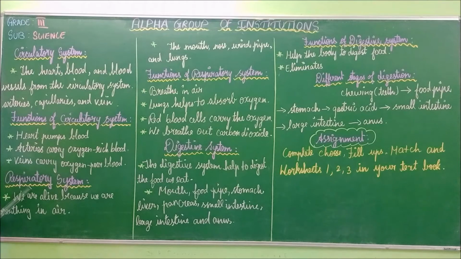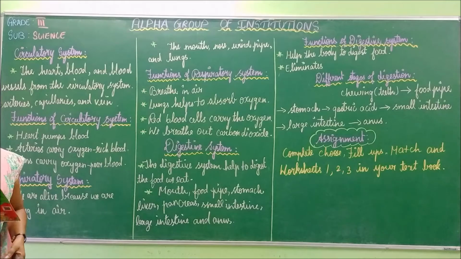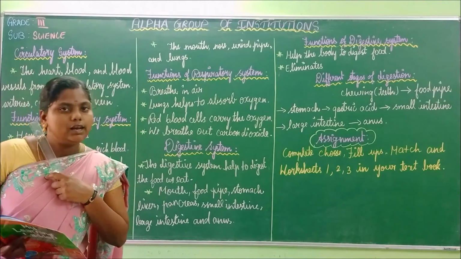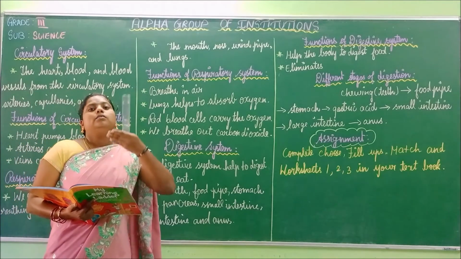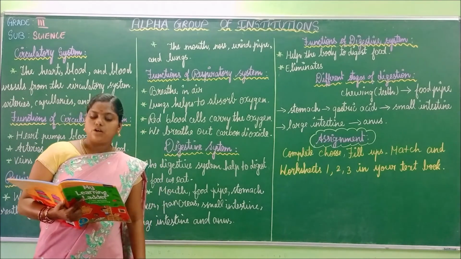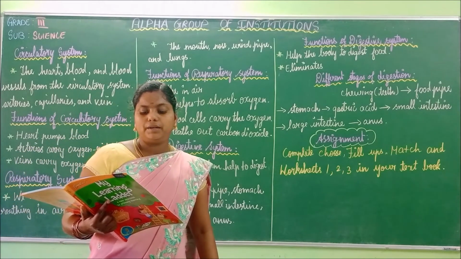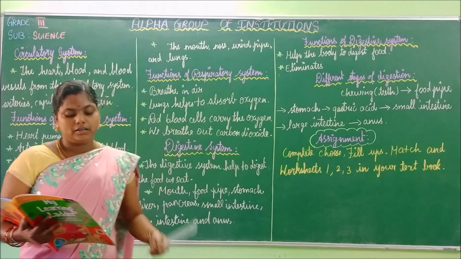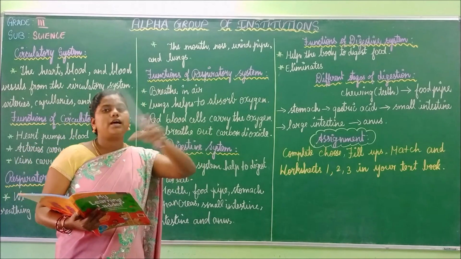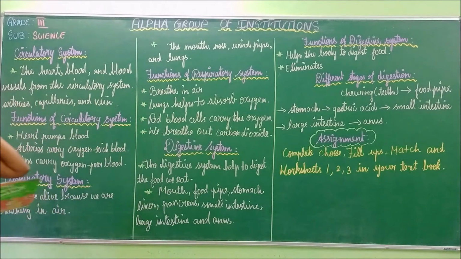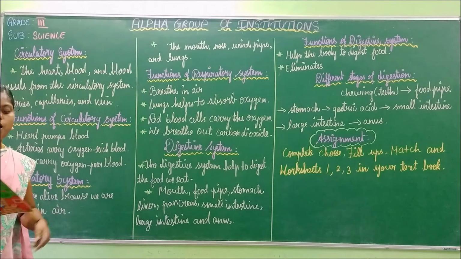The next one is the respiratory system. We are alive because we are breathing in air. We breathe in oxygen from the air and breathe out carbon dioxide. So from the environment, we breathe in oxygen and we breathe out carbon dioxide.